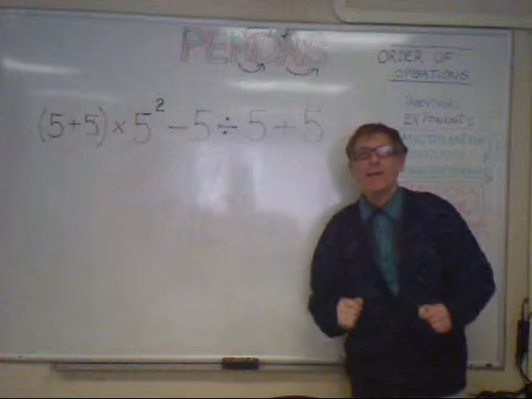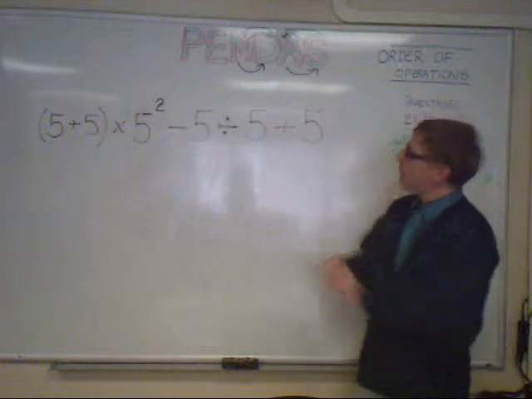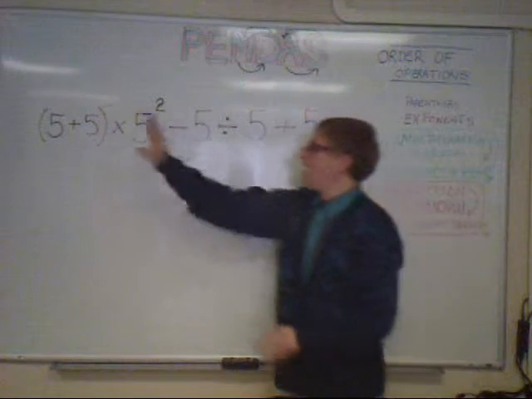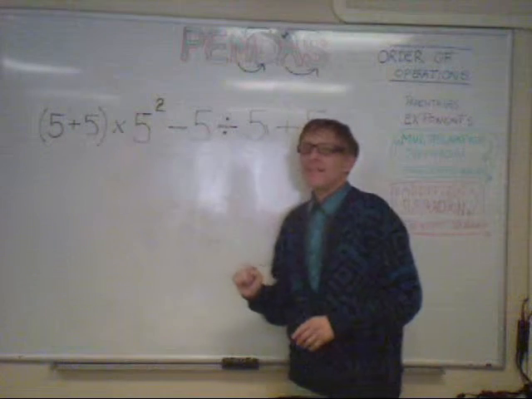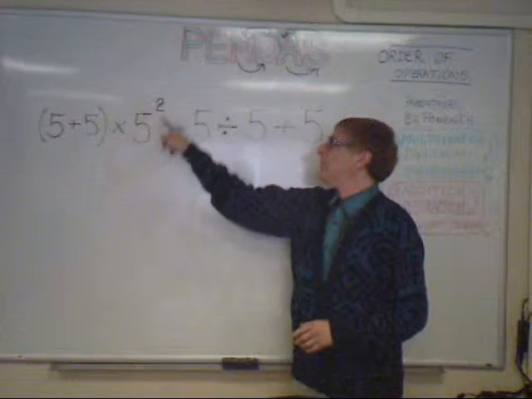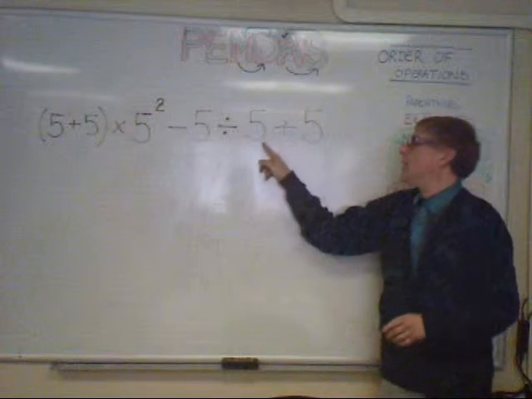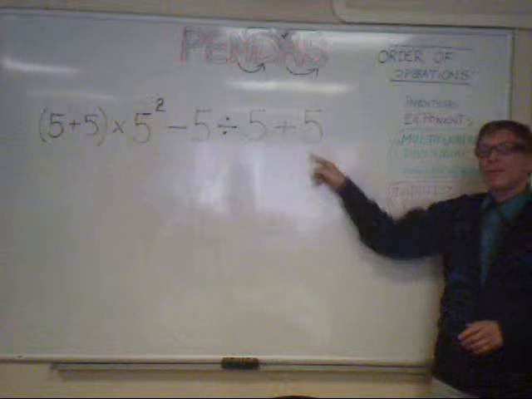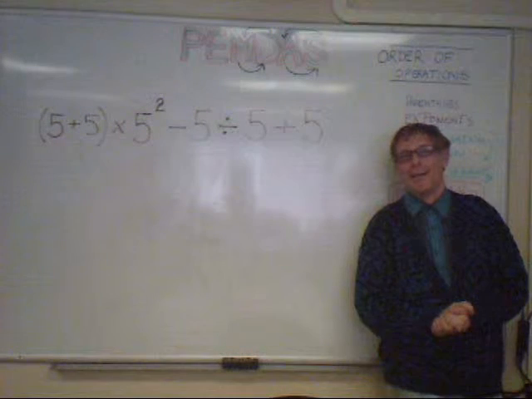Okay, here's one for you to try. Order of operations problem with all fives. We have in parentheses 5 plus 5, close parentheses, times 5 to the second power, minus 5 divided by 5, plus 5. See if you can work that out and come up with the magic number that I get.